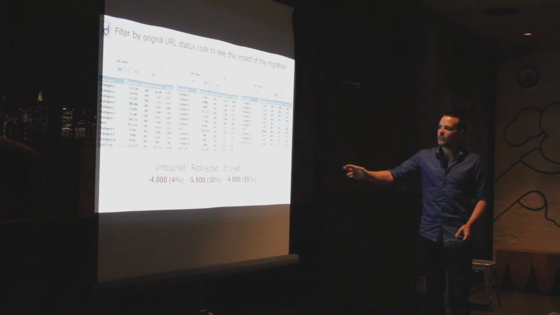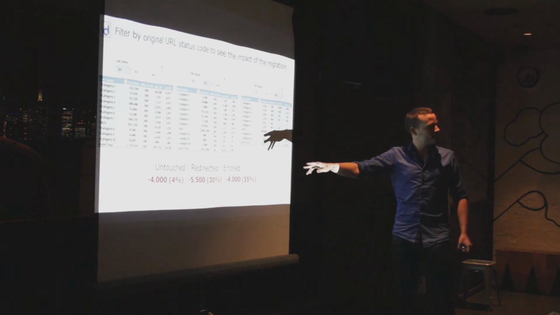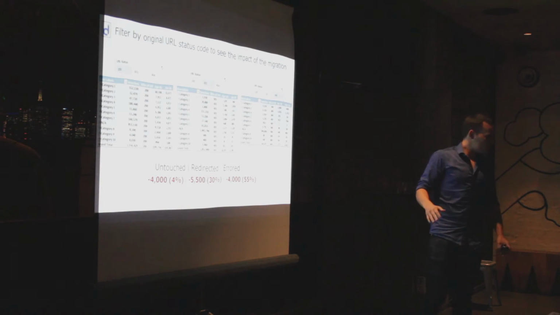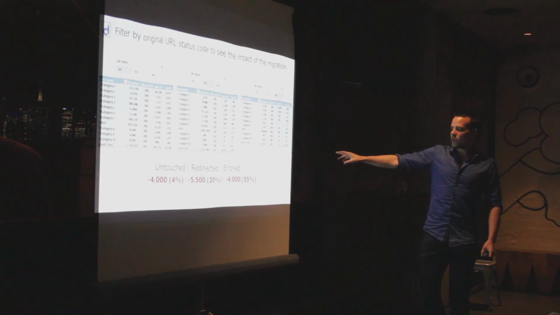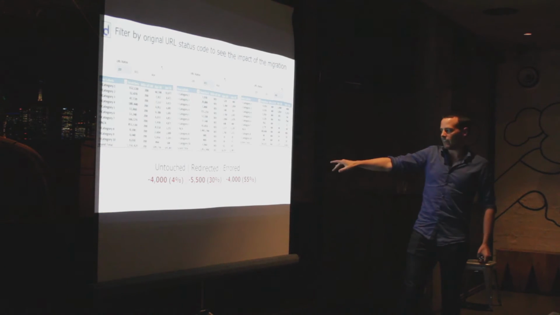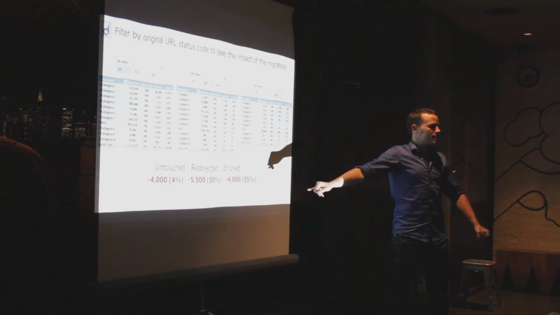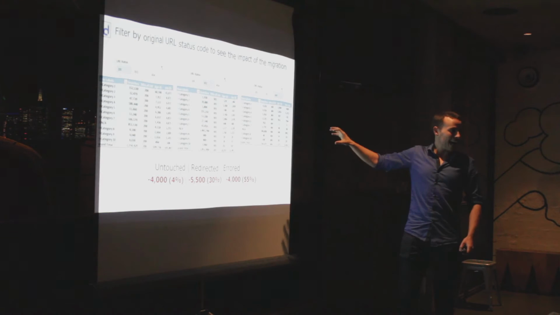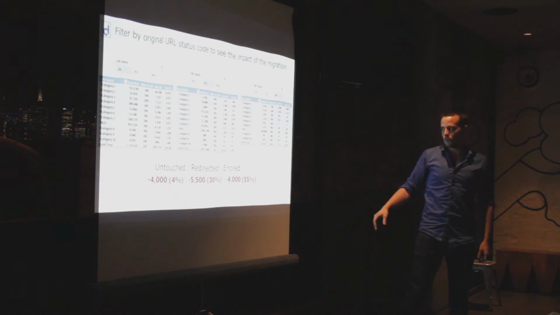not too worried about that. The URLs that were redirected decreased by 30%, or 5,500 estimated traffic. But then, most importantly here, the URLs that weren't redirected, the ones that are now erroring, decreased by 4,000 estimated traffic, which was 55% of the estimated traffic they had before we started this migration.